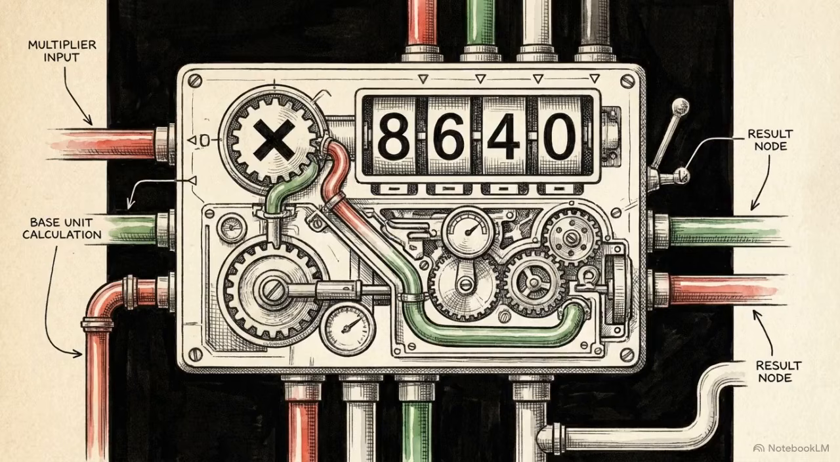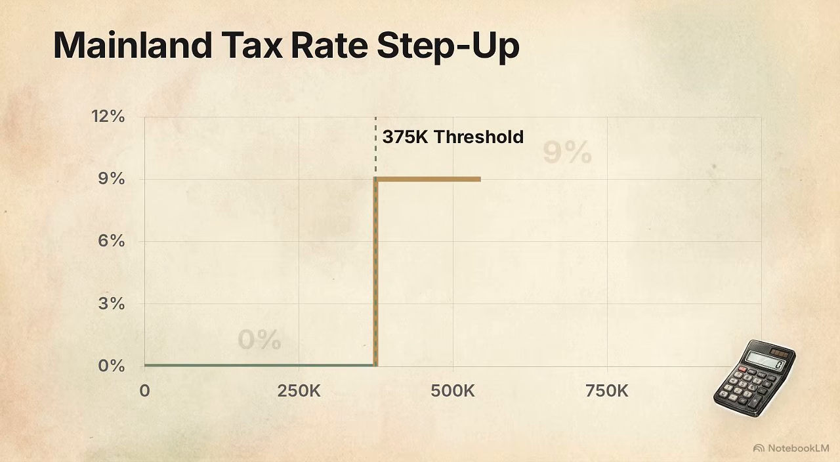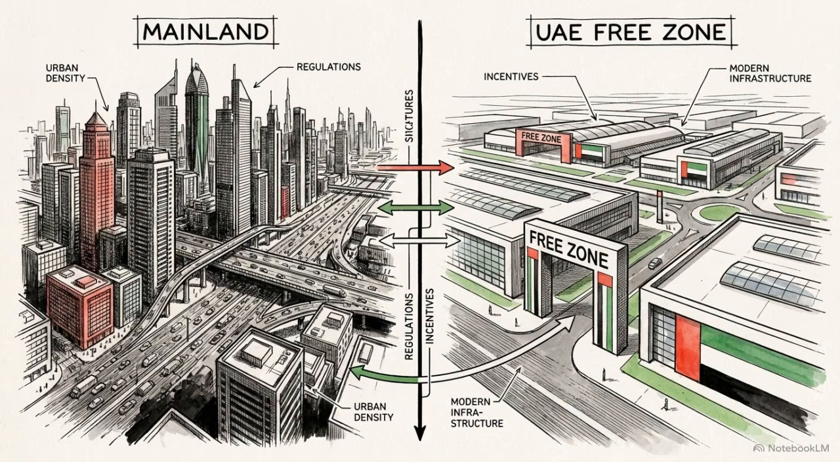With the taxable base finalized, the system applies the statutory rate multipliers. For standard mainland juridical persons, the rate remains flat at 0% for the first 375,000 dirhams of income. When revenue exceeds that threshold, the rate sharply steps up, applying a flat 9% tax to every additional dirham. A parallel ecosystem exists alongside this mainland framework, the qualifying free zone person.